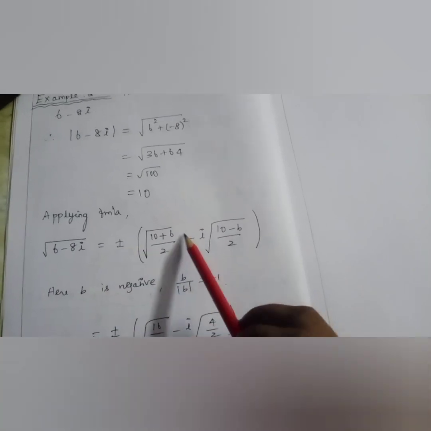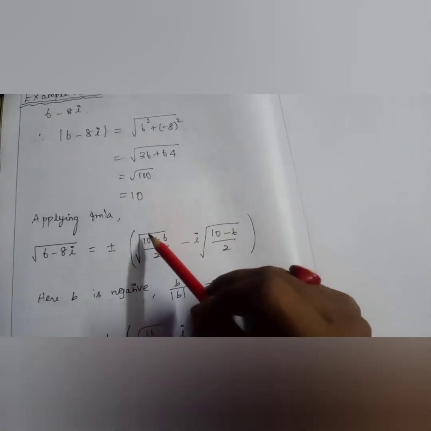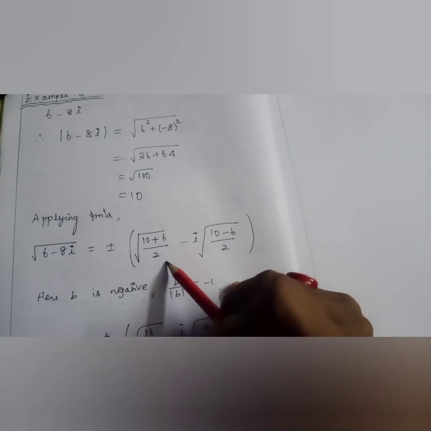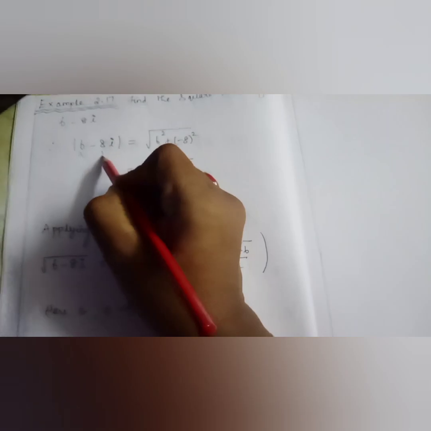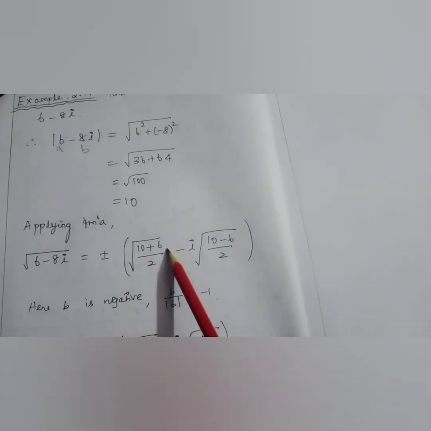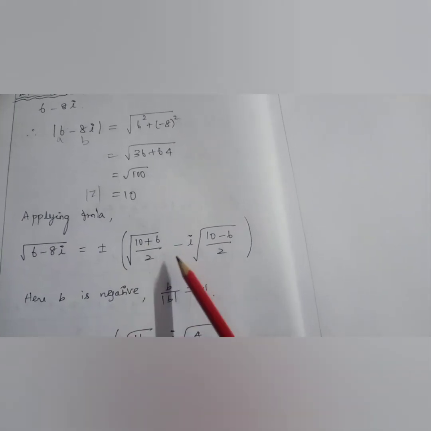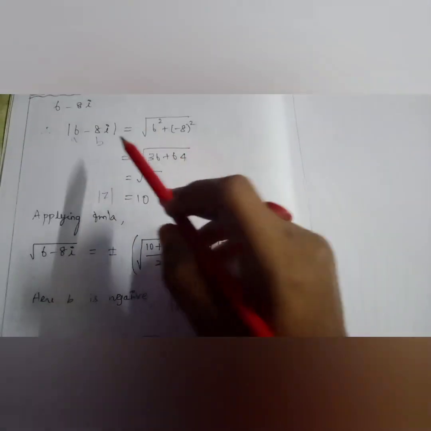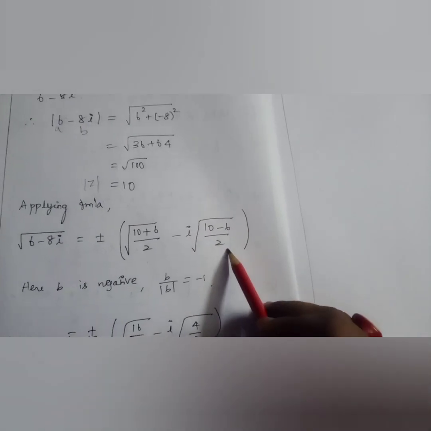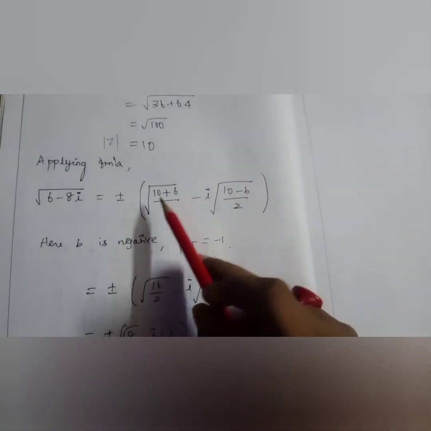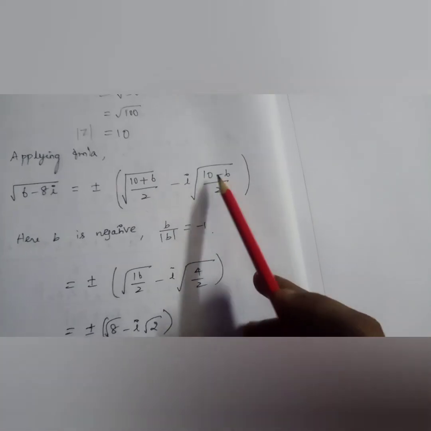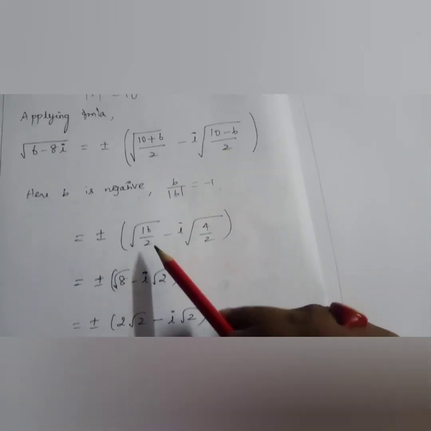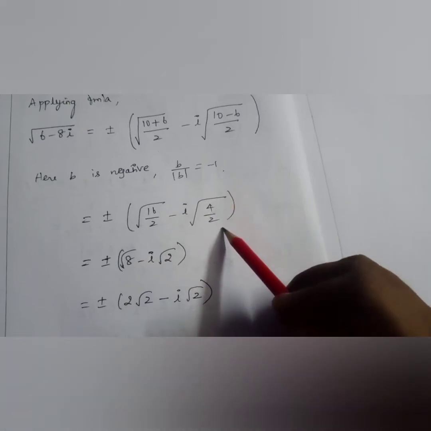Now the formula is root of 6 minus 8i is equal to plus or minus root of, you have to write mod z plus a divided by 2. Okay, what is your a here? This is your a and this is your b. So I'll write root of 10 plus, this is mod z, 10. So 10 plus a, that is 6, by 2, and minus i into root of 10 minus what is your a here? 6. So 6 divided by 2. Okay, and plus or minus has to be there. Now 10 plus 6 is 16 by 2 and 10 minus 6 is 4 by 2. Now 16 by 2 will be root 8 and 4 by 2 will be root 2.